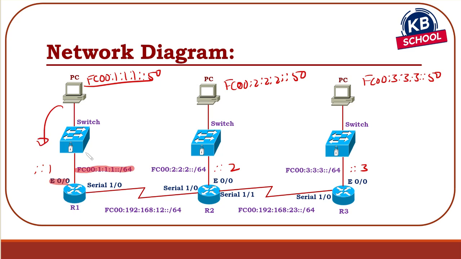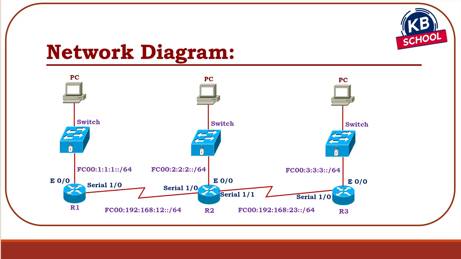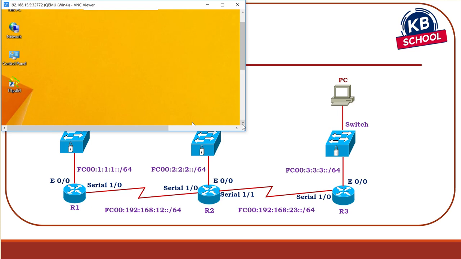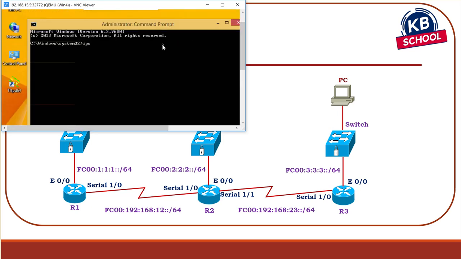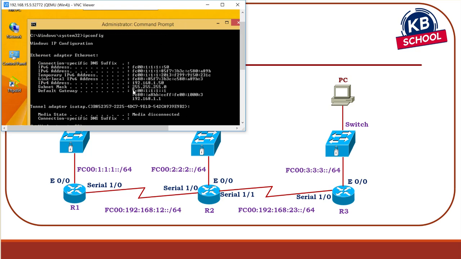So to test it, let's see if I can ping from this device to the 3 network and the 2 network. To make it simple, I'll just ping the router interfaces. Let's go over there and open my command prompt. I've configured the IPs on it already. I can show you how to check that. When you do ipconfig, it'll tell me what I have configured. It shows that my default gateway is FC00:1:1::1, and my actual IPv6 address is FC00:1:1::50.